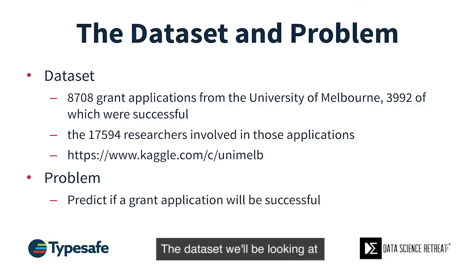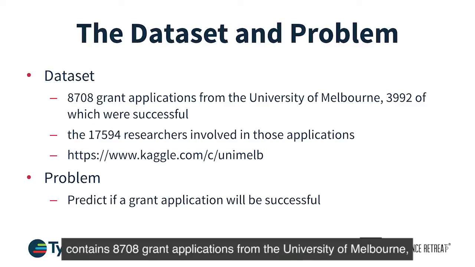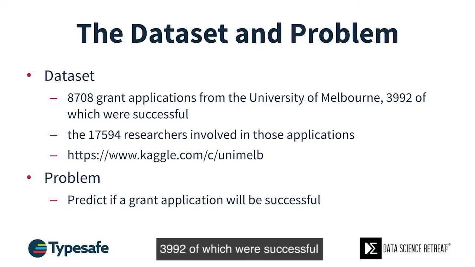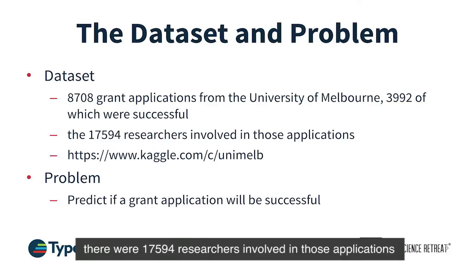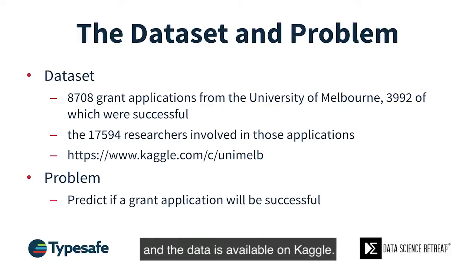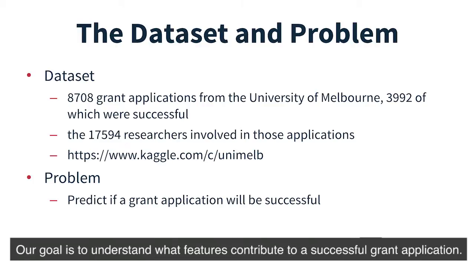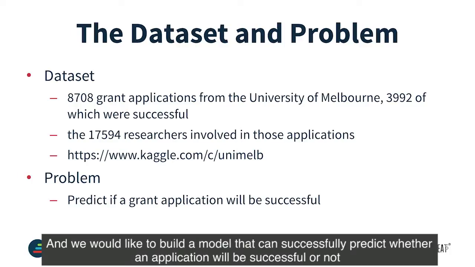The dataset we'll be looking at contains 8,708 grant applications from the University of Melbourne, 3,992 of which were successful. There were 17,594 researchers involved in those applications, and the data is available on Kaggle. Our goal is to understand what features contribute to a successful grant application, and we would like to build a model that can successfully predict whether an application will be successful or not.